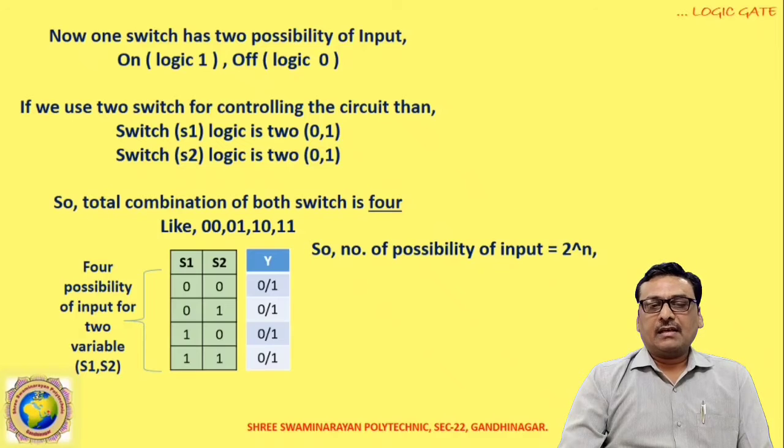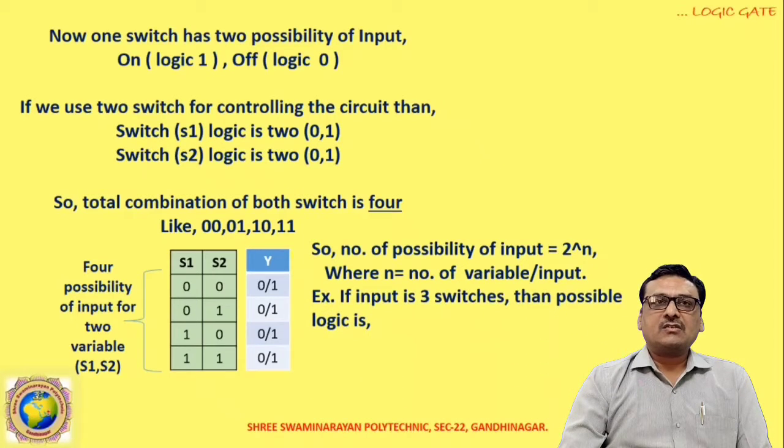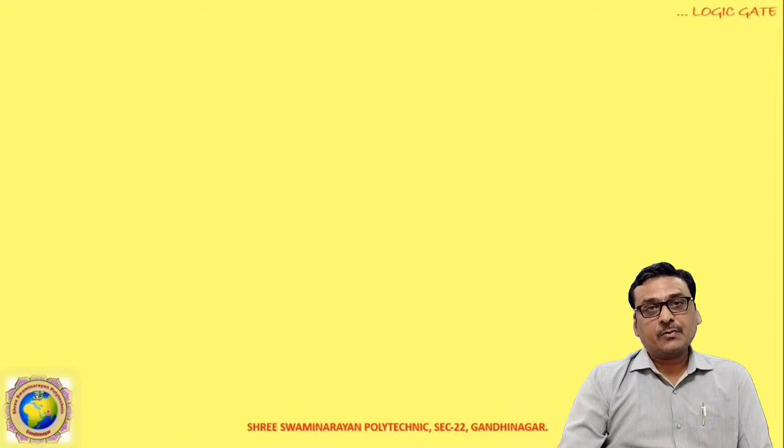If our input is 3 switches, the number of logic possibilities will be 8, since 2 raised to 3 is 8. The combinations are 000, 001, 010, 011, 100, 101, 110 and 111. These 8 possibilities we can check with our logic circuit. So the number of inputs decides the number of possibilities, and these possibilities are checked by using logic gates. I hope you understand.